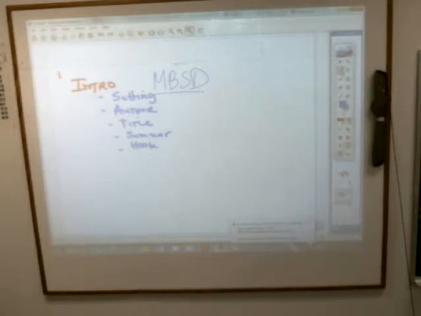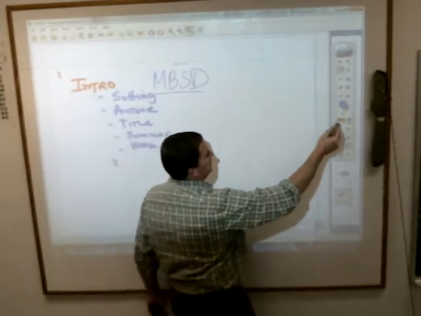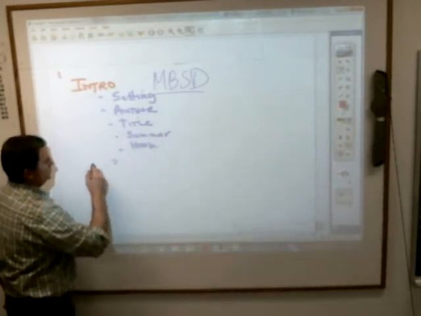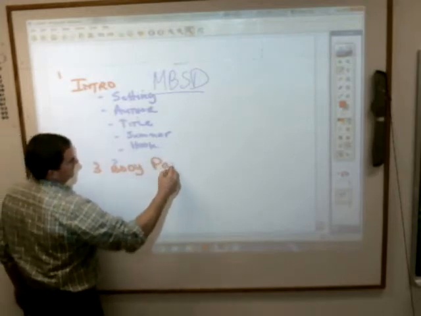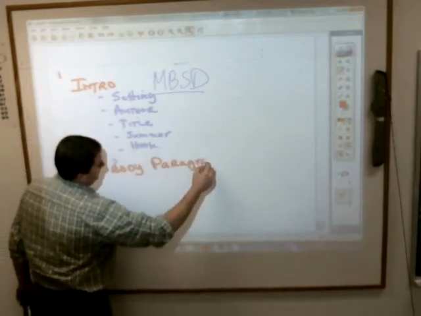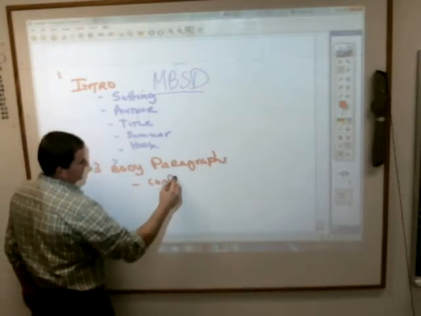And then after the introduction, you have three. All right, let's go ahead. You have 3 body paragraphs where you tell about the conflicts and such.